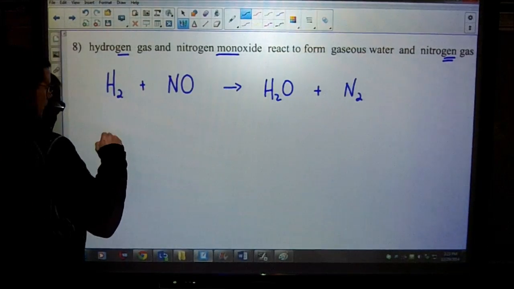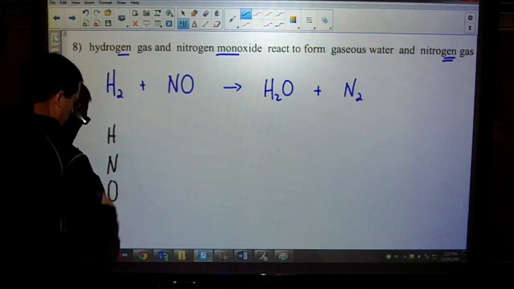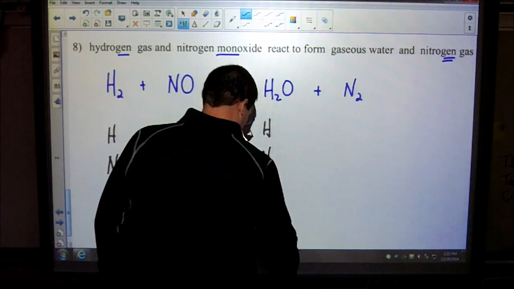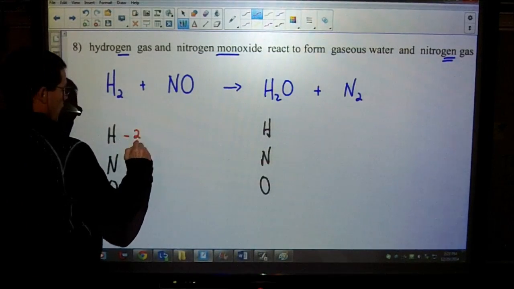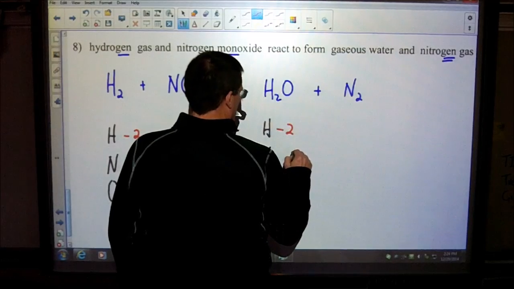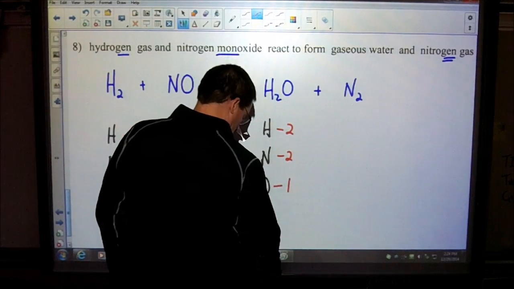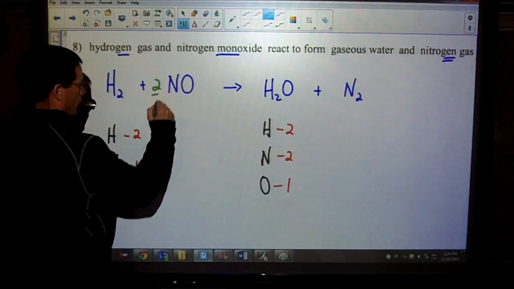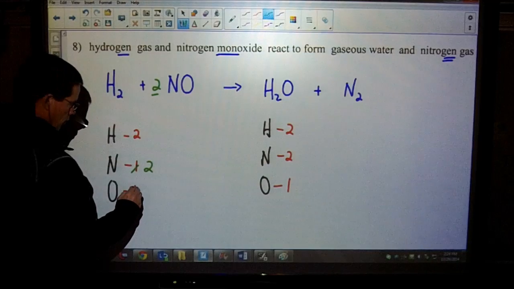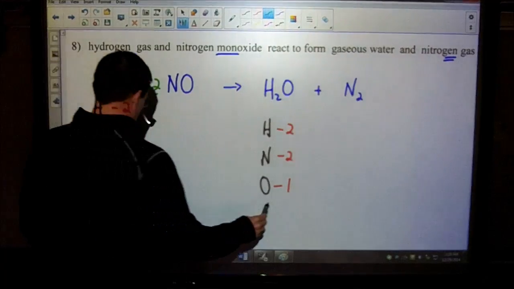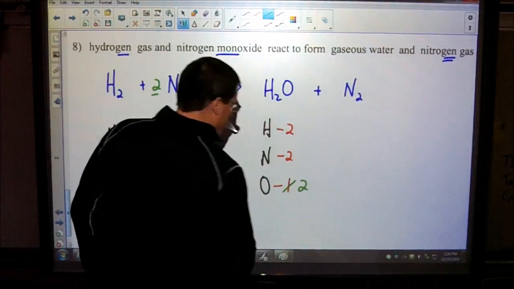So let's do our inventory. Hydrogen, nitrogen, and oxygen. That's all of them. Let's do the same thing over here. Hydrogen, nitrogen, and oxygen. So over here I have 2 hydrogen, 1 nitrogen, 1 oxygen. Over here I have 2 hydrogen, 2 nitrogen, 1 oxygen. Okay. Hydrogen looks good for now. Nitrogen, I have 1 here, but I have 2 over there, so let's put a 2 there. And now that gives me 2 oxygen. So now I need to get 2 oxygen over on this side. So put a 2 there.